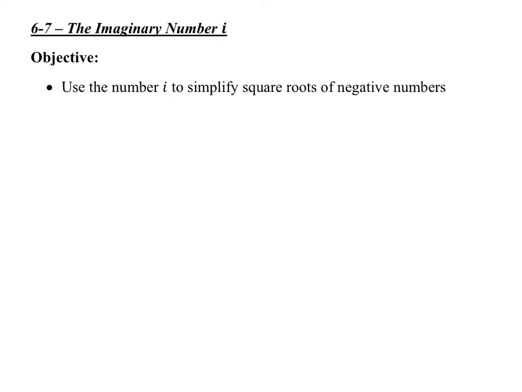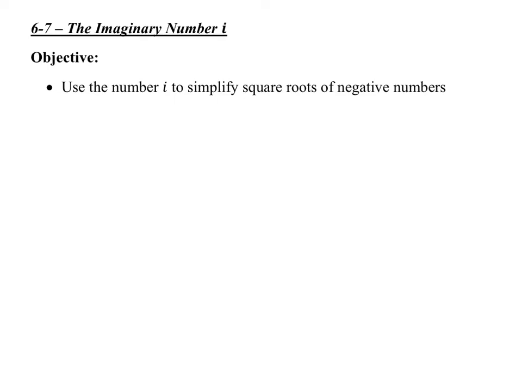Does anybody remember what brings about an imaginary number? 5 by 0. That's an undefined number. Okay, and that's different. The radical of a negative number. The square root of a negative number is what causes something to be imaginary.